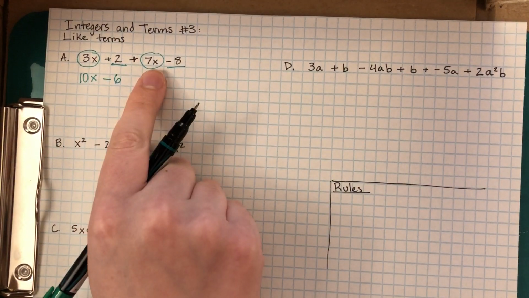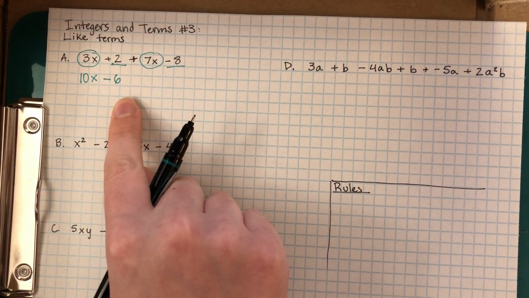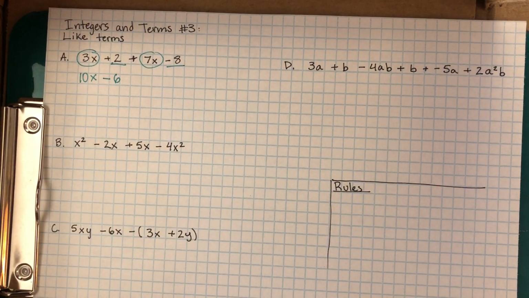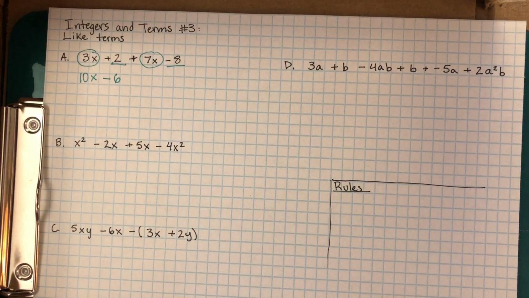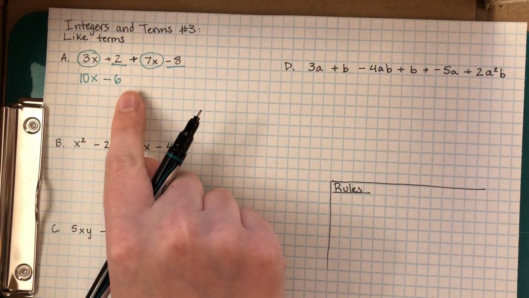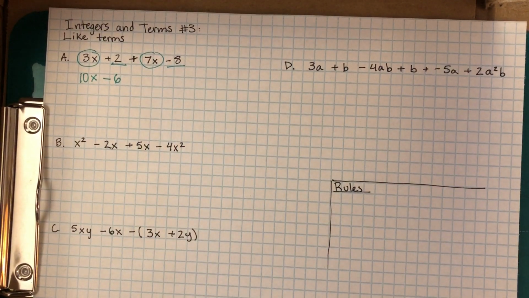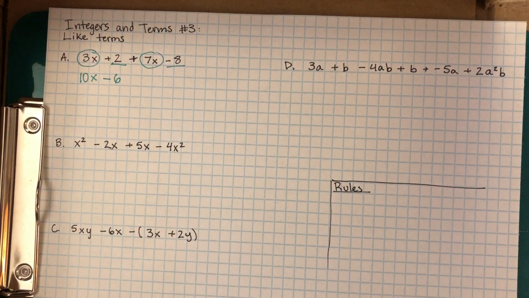So 3x and a 7x gave me a 10x. 2 minus 8 turned into minus 6. That's the same as plus negative 6. Either way you want to write it would be totally fine. What we call standard form is when we usually write the terms with x's before the regular numbers. And when we get to expressions that have an x squared, we write the highest power of x first and then go down from there.